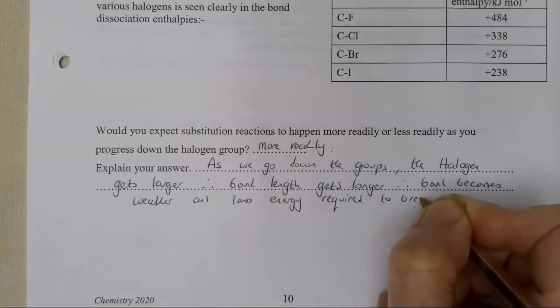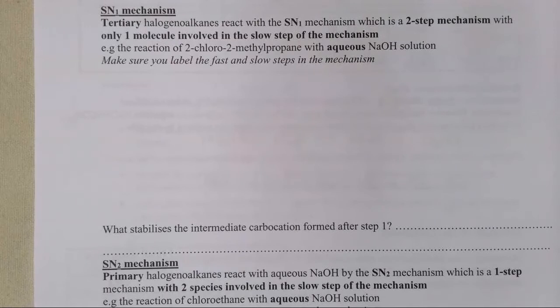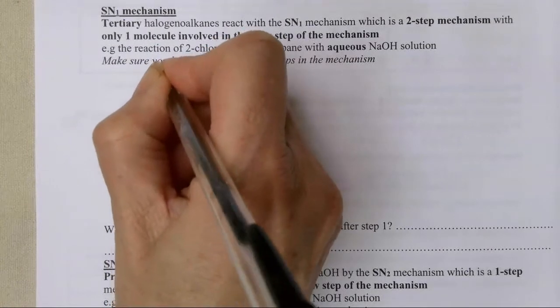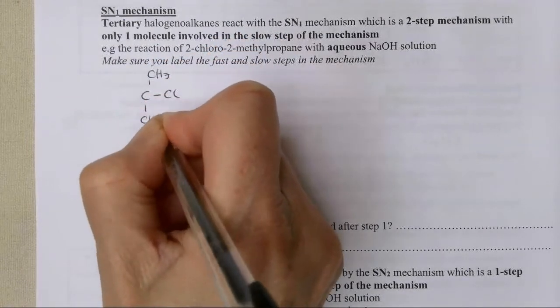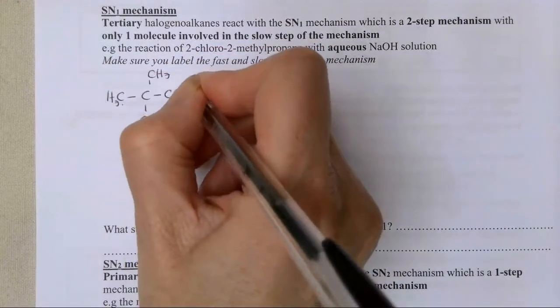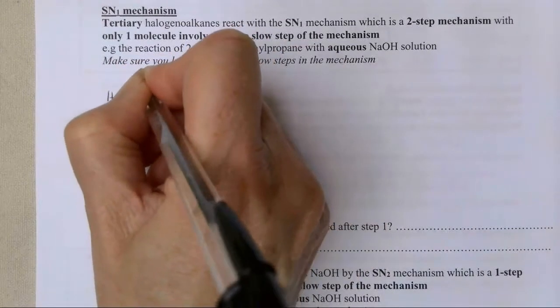to break it. We're going to look at the SN1 mechanism, and this works with tertiary halogenoalkanes and has one molecule, we say one species, involved in the slow step of the mechanism. Overall, it is a two-step mechanism, so there are two reactions really going on. So we're going to start with 2-chloro-2-methylpropane, which is a tertiary halogenoalkane. So I have my 3 CH3 groups around the carbon. This is a polar bond, so this is delta negative, this is delta positive.